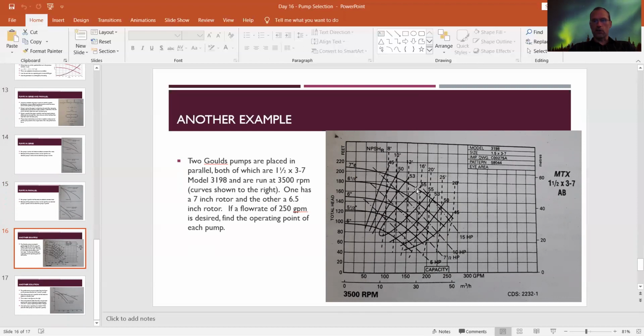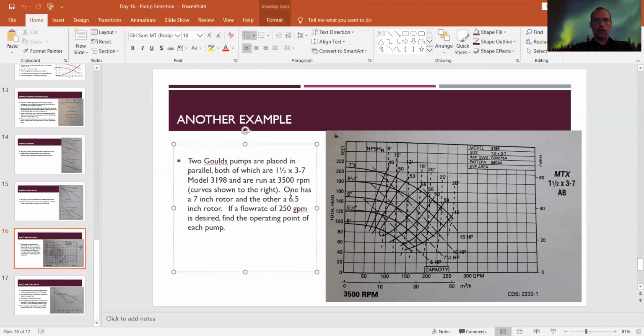Again, we have some efficiency curves and things, but these guys here are the ones I care about. In terms of this example, I have one with a 7-inch rotor, so this line here is going to be important, and then one at a 6.5-inch rotor. This guy here is going to be important. So those are my two pumps in parallel. I want a flow rate of 250 gallons per minute, and therefore I want to find the operating point. So I want to take these two curves and add them together in parallel, get my equivalent pump curve, and then find the flow rate.